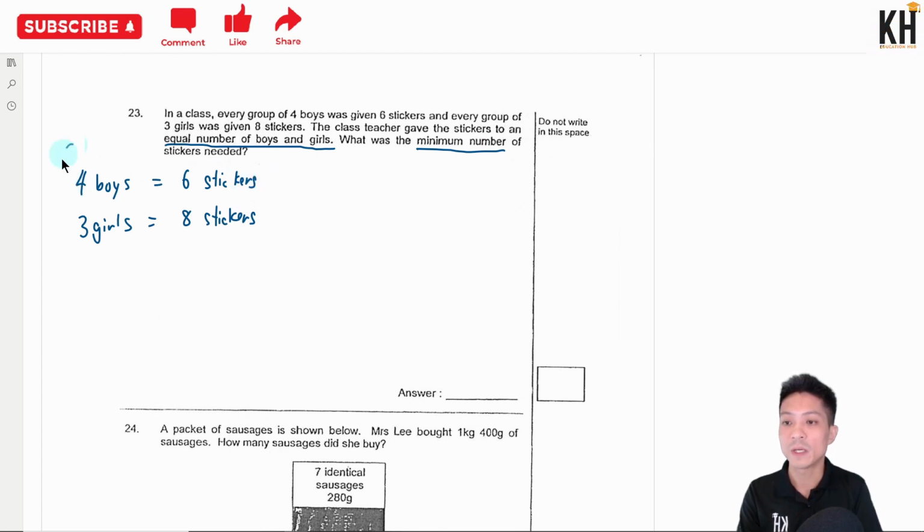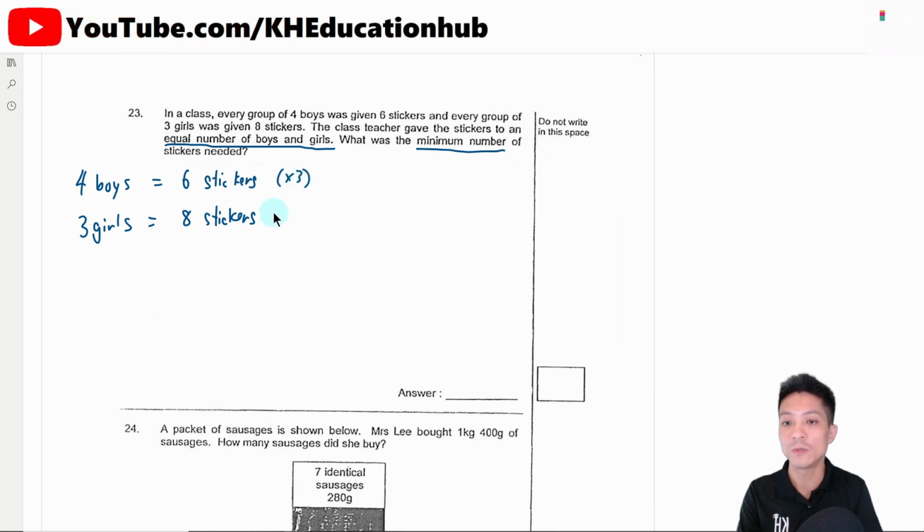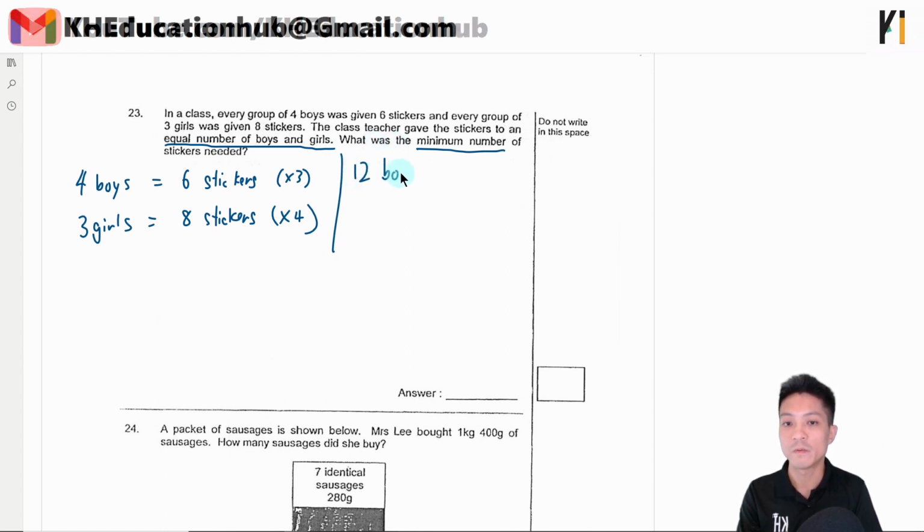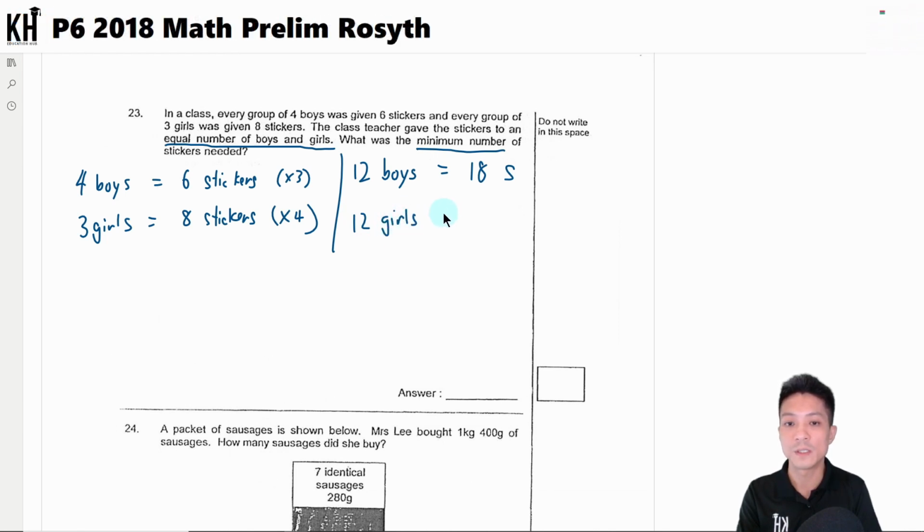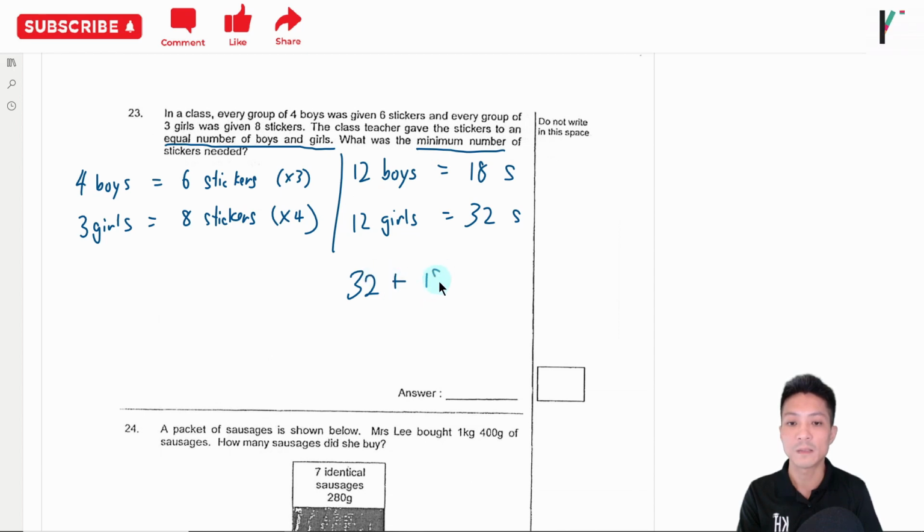So now I got to make the number of boys and girls the same, which means that I need to multiply by 3 to this, and I need to multiply by 4 to this. Okay, it will become 12 boys, okay, will receive 18 stickers. I'm just gonna write an S. And 12 girls will receive 32. 8 times 4, 32 stickers. Okay, this is the minimum number, which means that I need to use 32 plus 18, okay, which will give me 50 stickers.